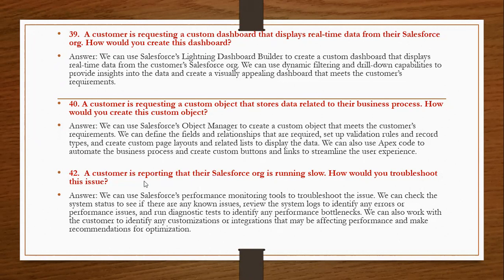Next question. A customer is reporting that their Salesforce org is running slow. How would you troubleshoot the issue? We can use Salesforce performance monitoring tools to troubleshoot the issue. We can check the system status to see if there are any known issues, review the logs to identify any errors, and run diagnostic tests to identify any performance bottlenecks. We can also work with the customer to identify any customizations or integrations that may be affecting the performance and make recommendations to optimize.